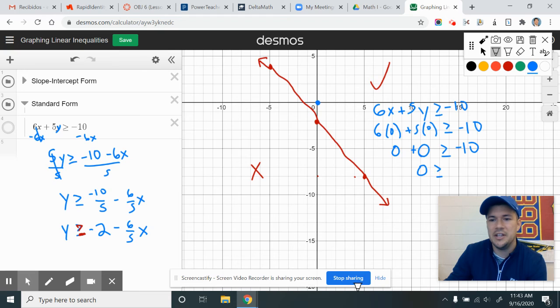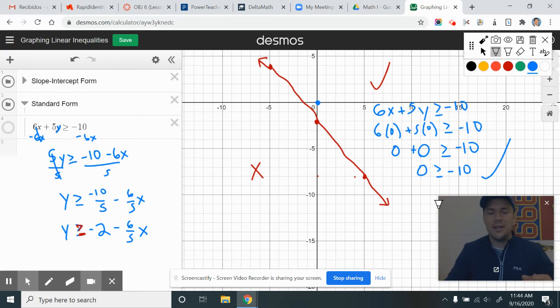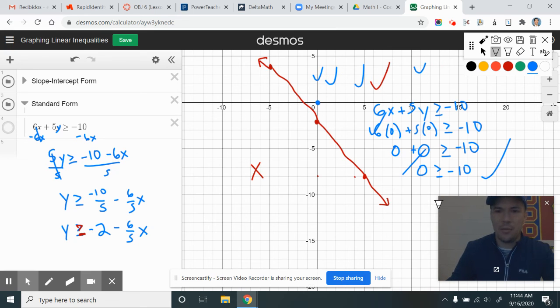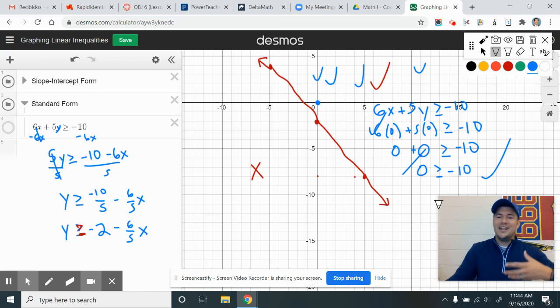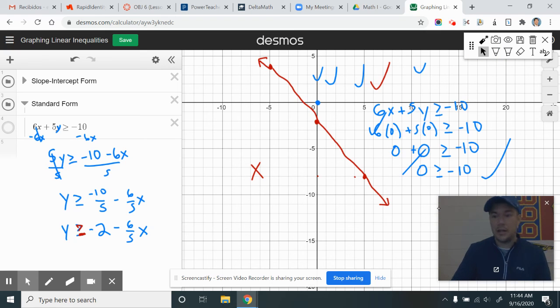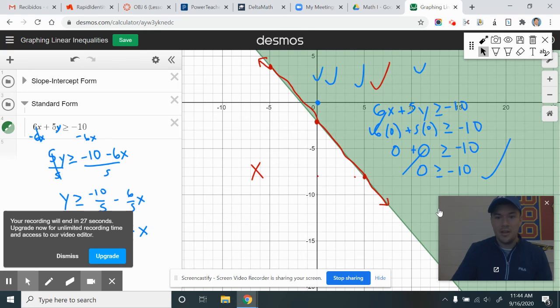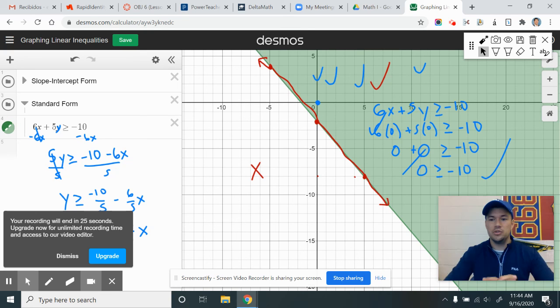And I check this statement. Is 0 greater than or equal to the number negative 10? The answer is yes, absolutely. So this test point works, meaning that all of this is going to be shaded. Any point that I would pick on this side of the line would satisfy the inequality. So let's check now to see if we actually did this right. If not, I got to delete the video and start from scratch. But if you're seeing this video, it's because it's right. And yes, that's the solution. All right, that's the solution set.